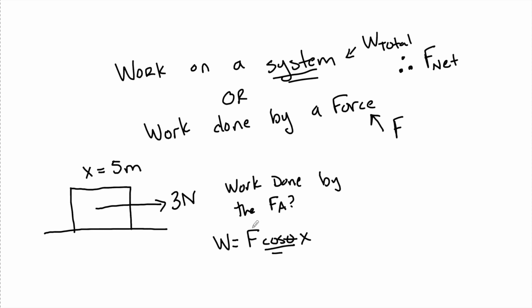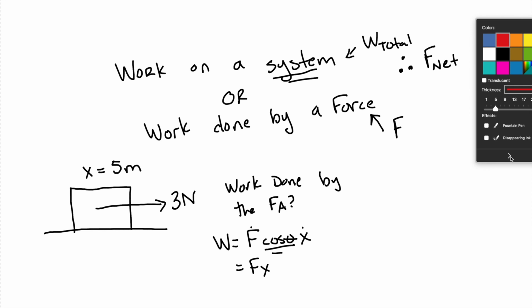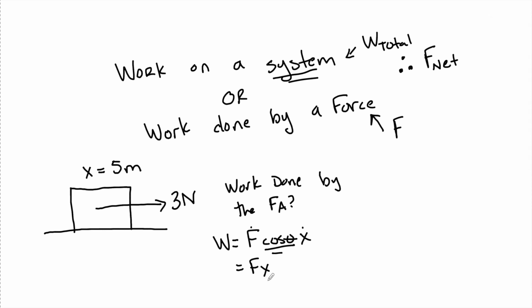But we don't have to worry about this cosine, because I put it in between F and x since this theta represents the angle between the force and the displacement. So I put it in between as kind of a hint. And the cosine of 0 degrees is 1. So we can simplify that and just say Fx. And when I go to plug in my numbers now, I can see that I have the applied force of 3 newtons and it moved the displacement of 5 meters. So the work done is just simply 15 joules of work.